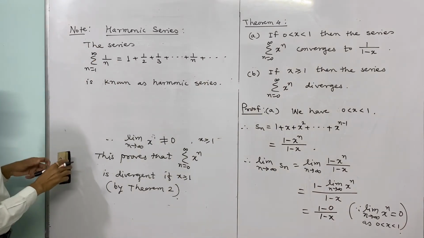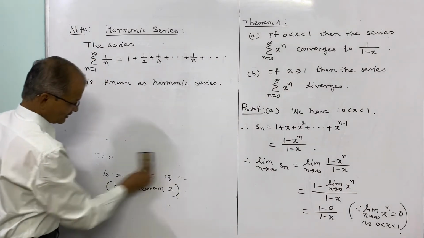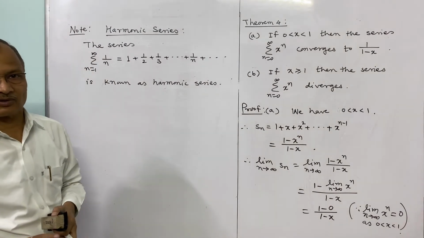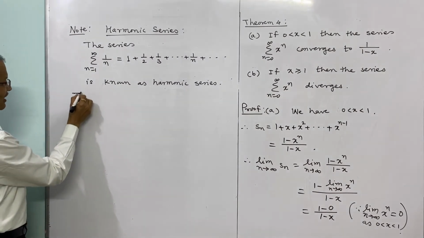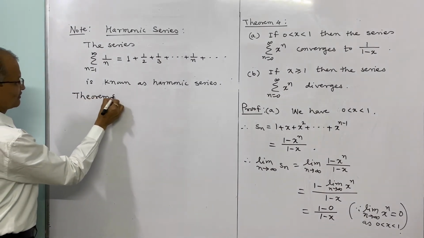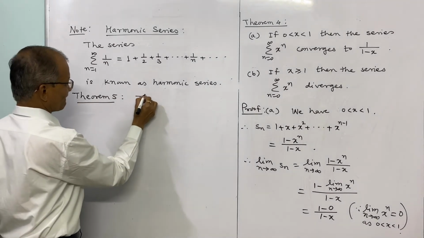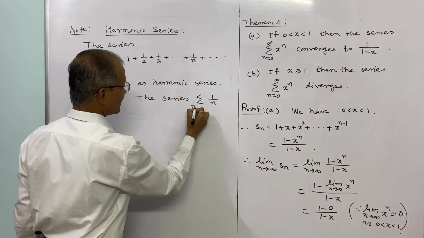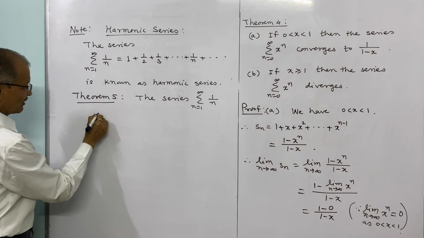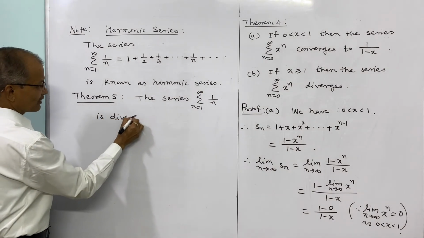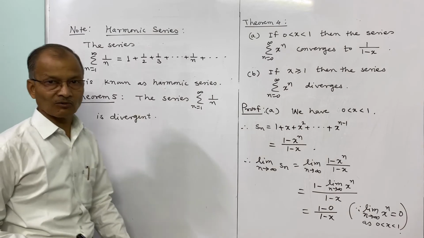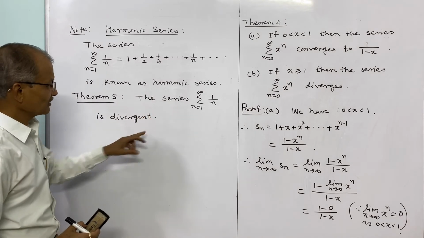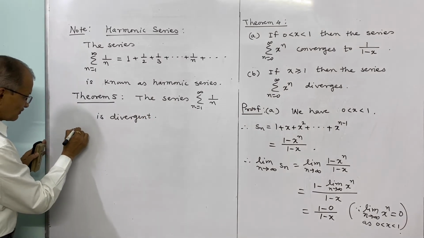Now we state a theorem about this. What about the convergence of harmonic series? This harmonic series is divergent. That we shall state as our next theorem. Theorem 5. The series summation 1 over n, n taking value 1 to infinity, is divergent. Obviously divergent to positive infinity, because we are studying only the series of non-negative terms in this section, and therefore this diverges to infinity. So we shall prove this.